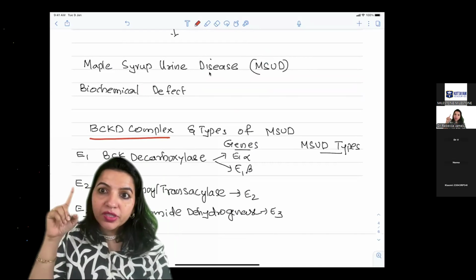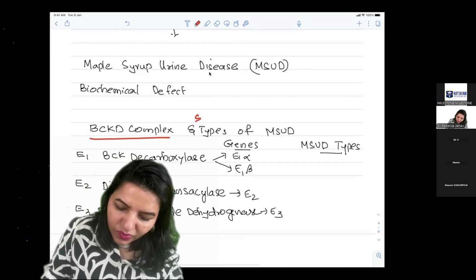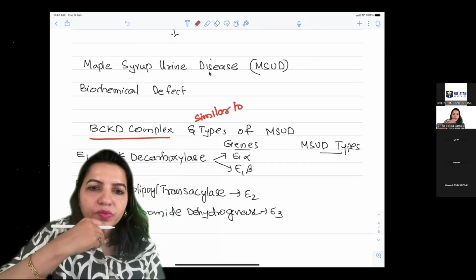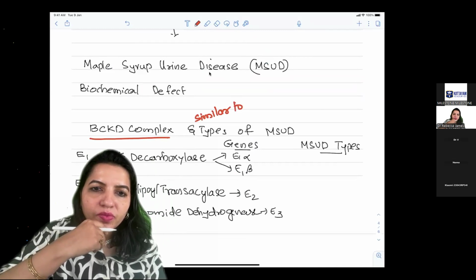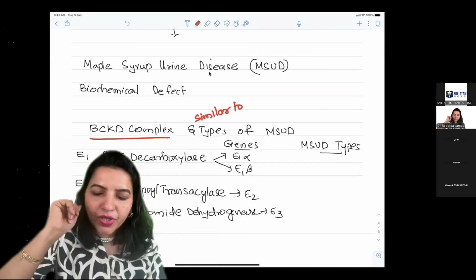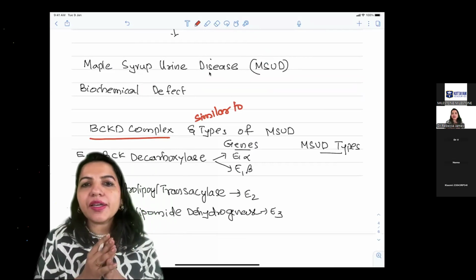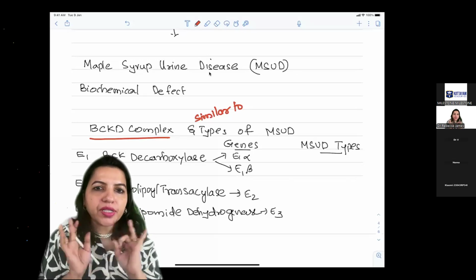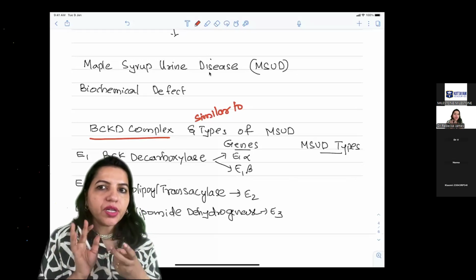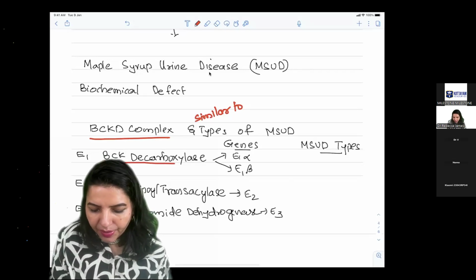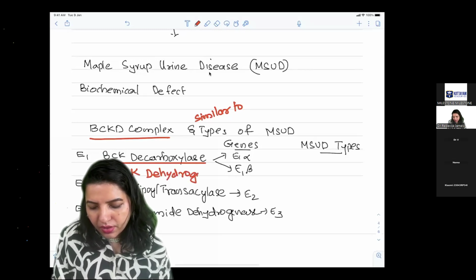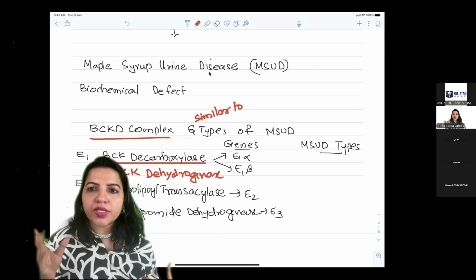Now you remember, this is similar to whom? BCKD is similar to whom? Pyruvate dehydrogenase. Okay. So how many enzymes are there? Yes, three enzymes. E1, E2 and E3. E2 and E3 are common. What is E1 here? It can be branched chain keto acid decarboxylase. Also, we can write branched chain keto acid dehydrogenase, or branched chain keto acid decarboxylase.